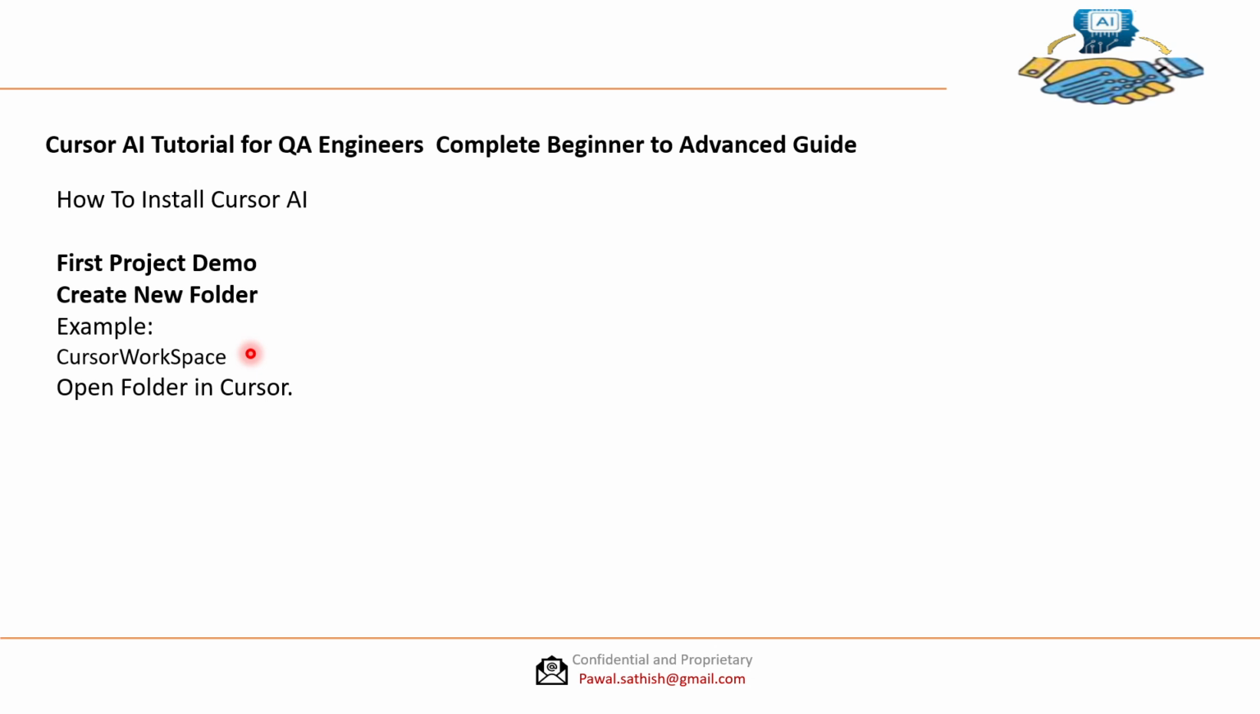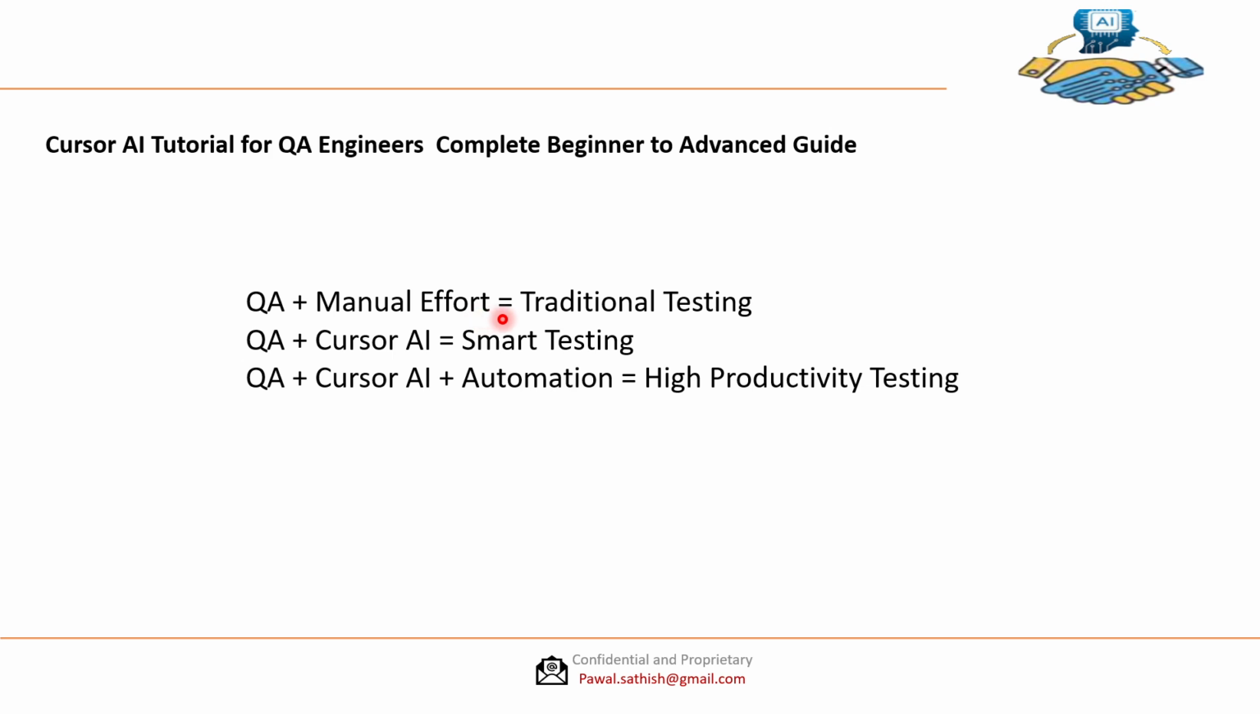If we are not using Cursor AI, then it's QA plus manual effort, a kind of traditional testing. If you are using only Cursor AI, it's smart testing. But if you are using Cursor AI plus automation, then definitely it's high productivity testing. Nowadays, all the companies and everyone are expecting high productivity testing. So we need to focus on how we use Cursor AI with our full stack QA mindset plus automation, and definitely it will increase productivity.